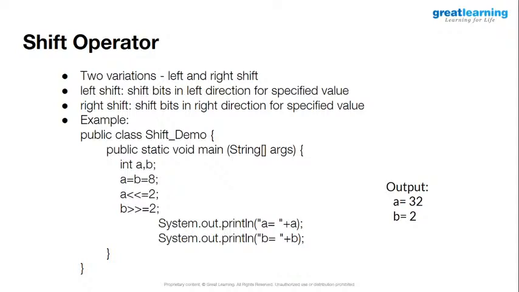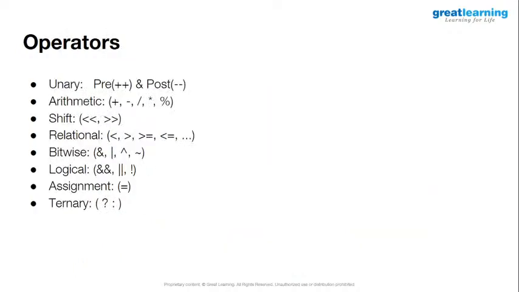So that's why number b got decreased to 2. So these are the two operators, right? Shift operators, left shift and right shift. Okay, now the relational operator, we all know these things, right? Greater than sign, less than or equal to.